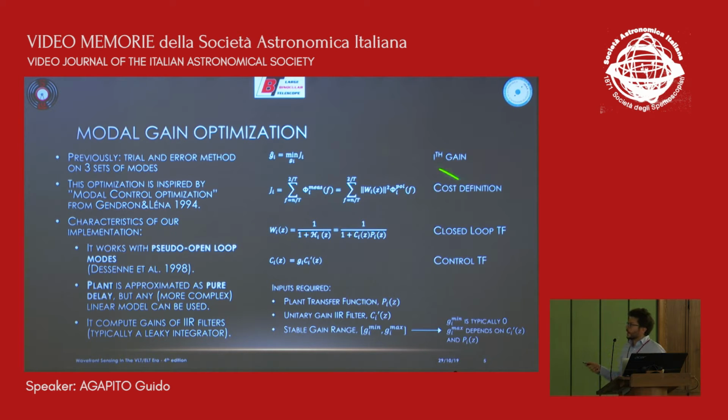These are the equations we use. I only would like to focus on the fact that we need some inputs. One is the plant transfer function. Then we need the roots of the filter that we use, and a range of stable gain. And this stable gain depends on the filter used and the plant we have.